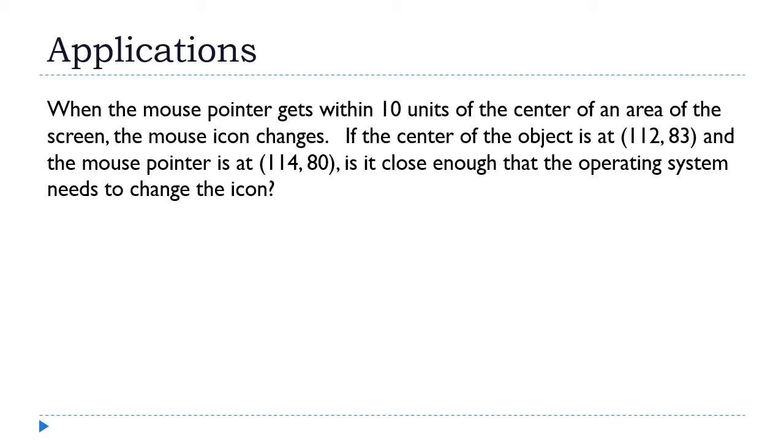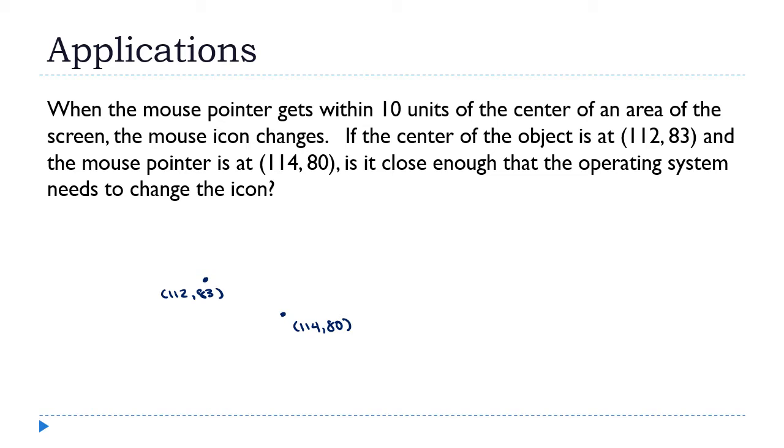So we have this point here, right? The center of the object is going to be at 112.83, 112.83. And I know where the mouse pointer currently is. It's at 114.80, so it's over a little further and not as high up. So it's down here somewhere, 114.80. And I need to know, is it within that 10 unit radius?